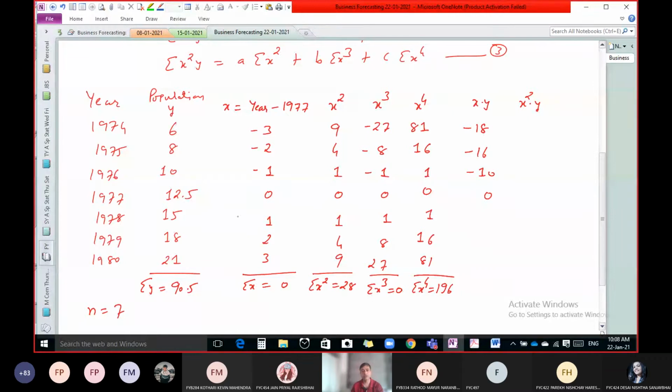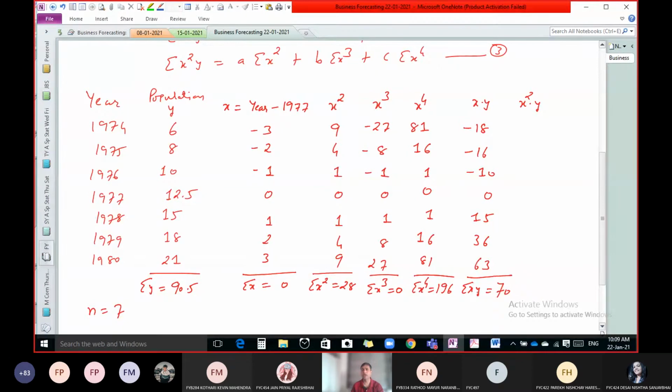12.5 into 0 is 0. 15 ones are 15. 18 twos are 36. And 21 threes are 63. And add this number, we get sigma xy. What is it? Once again? 70. Okay.